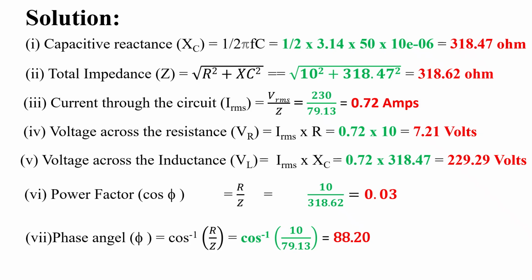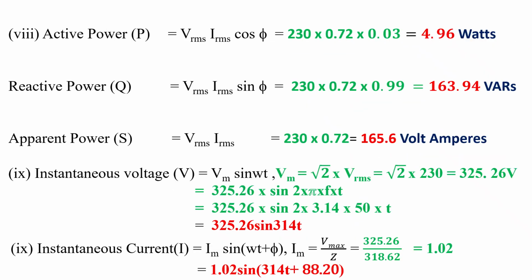So substitute all the values as per the data given in the question, write down the formula properly, so we'll get the values correctly. Once again, write down the units of the corresponding parameter. Then power: active power, reactive power, and apparent power, the same way how we find it out for the RL circuit.